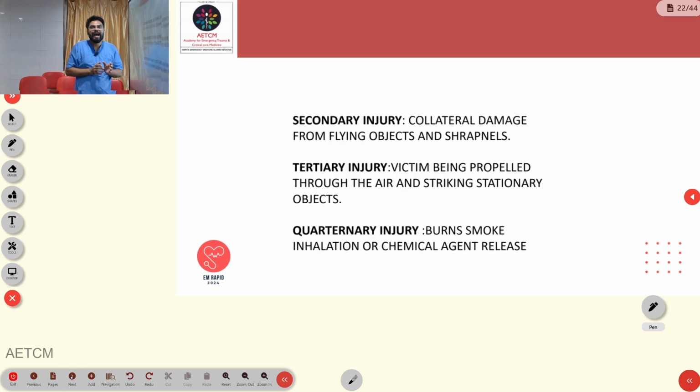Secondary injuries are the collateral damages from flying objects and shrapnels. Tertiary injuries are when the victim is propelled through the air and strikes stationary objects. Quaternary injuries refer to the burns, smoke inhalation and chemical agent release that is produced during blast injuries.